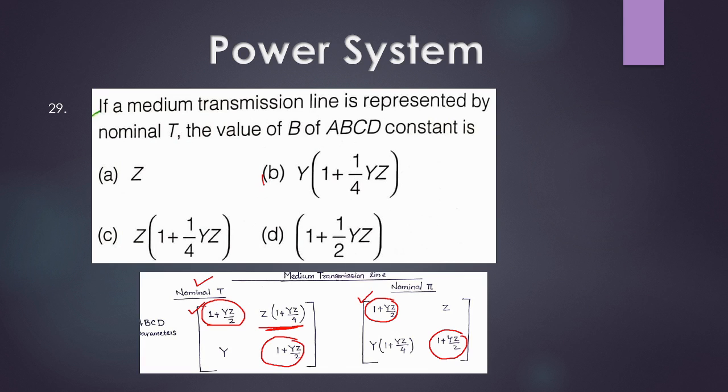B is the answer. Sorry, B is not the answer. C is the answer because it is asking the value of B in nominal T. In nominal T, B is Z into 1 plus YZ by 4. So this is not the answer. This is the answer.